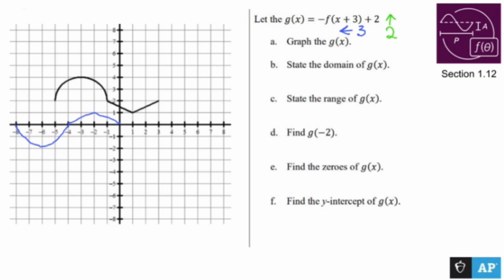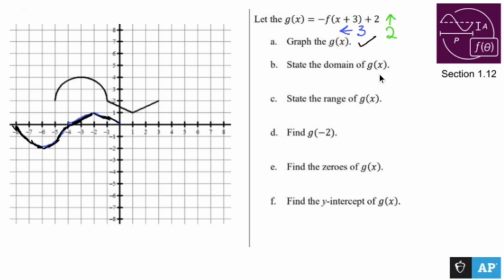Now let me outline it a little bit. Outline it again, make it look prettier. This is supposed to be like a nice little concave up-looking thing. And then it's a straight, sharp line here and a straight, sharp line there. Great. Graph the g of x done.